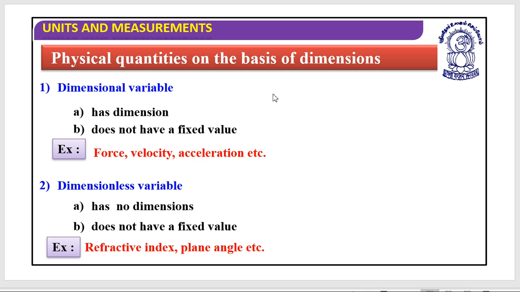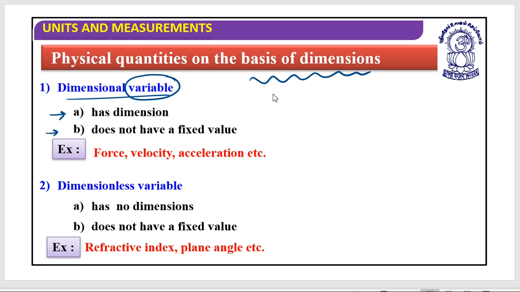So next, move to the physical quantities. On the basis of dimensions, we are going to divide every physical quantity into 4 categories. The first category would be the dimensional variable. Now what is it? Dimensional variable means they have dimensions but they do not have a fixed value. I hope you understand the meaning of variable. Variables are the values which are not fixed. That's why they are called variables. If they are fixed, they would be called a constant. So these are the dimensional variables.